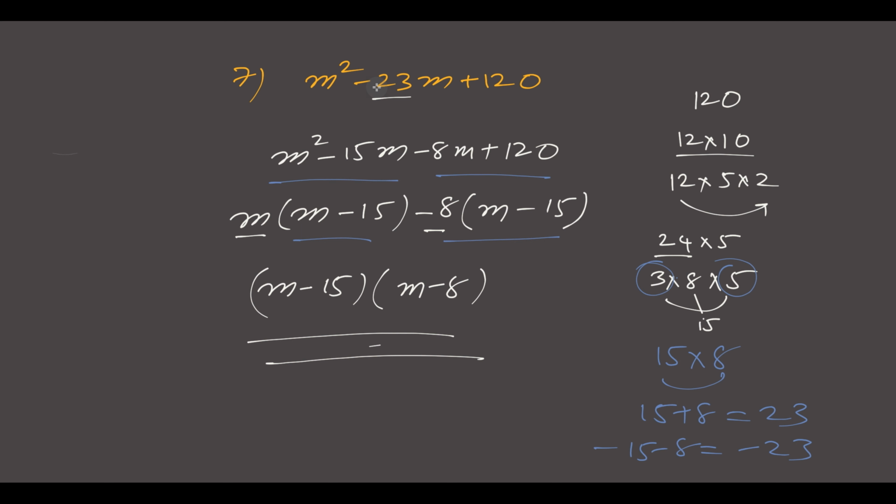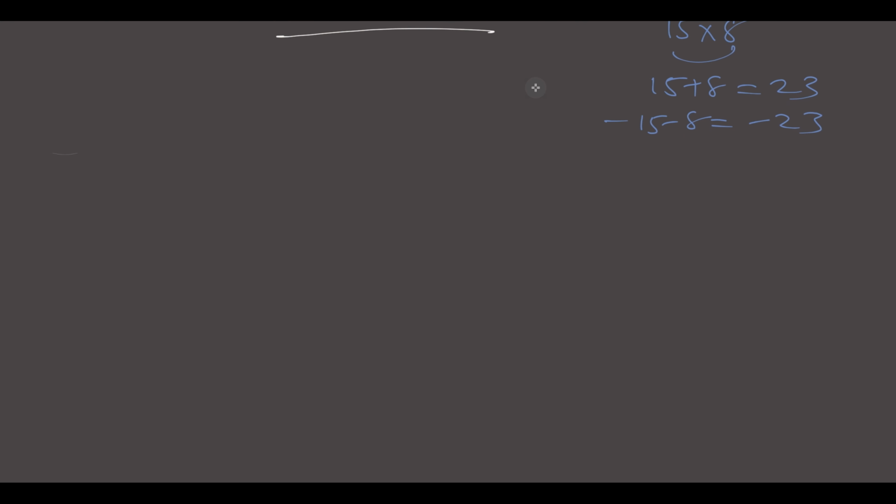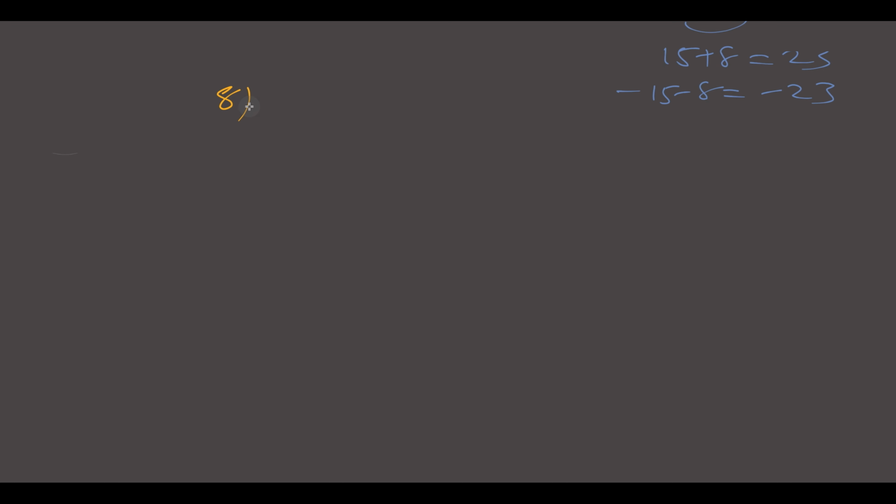Now we will take one more example, which is question number 8. Question number 8 is m square minus 25m plus 100. I think it was very simple. This is the simplest question. How can we split 100? 25 into 4 is 100.